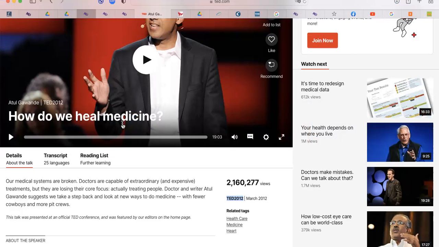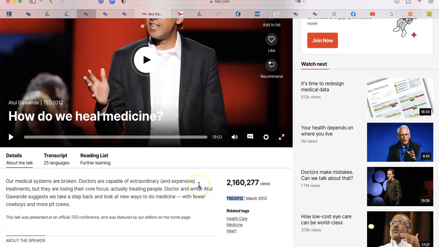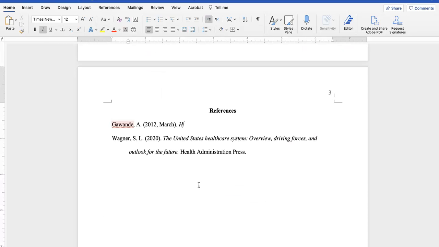And if we look at this, we see that it was published in March 2012. So 2012, March. What's it called? That's How Do We Heal Medicine? Note that it ends with a question mark because it is asking that question. And that question serves in the same role as a period would here in ending this block of text.